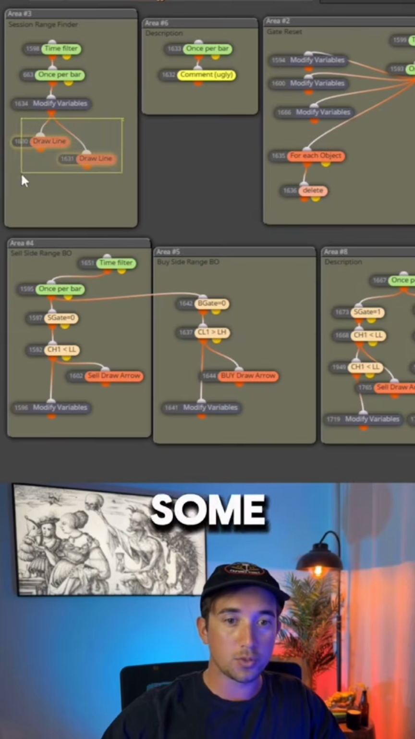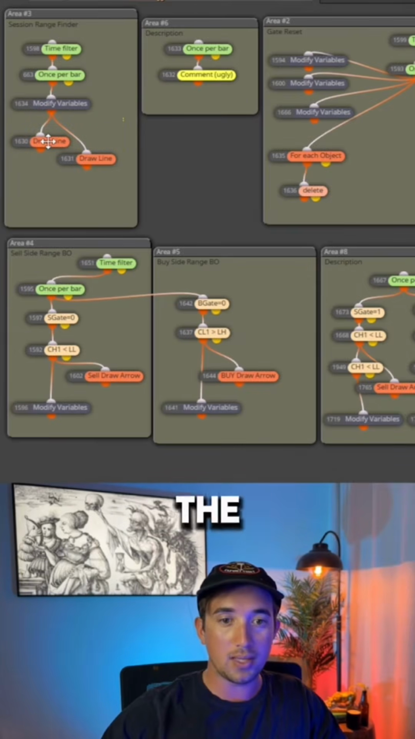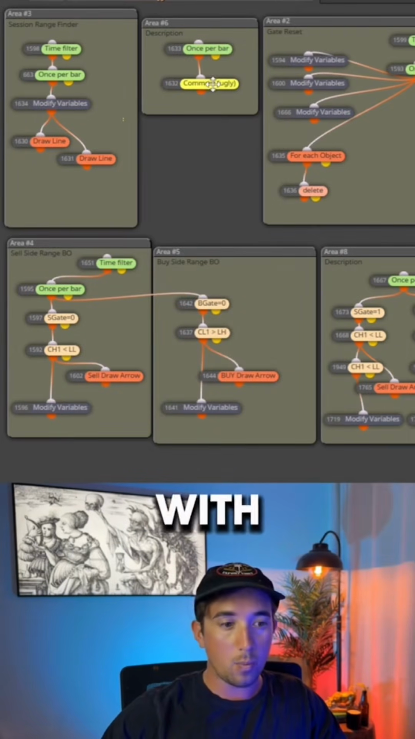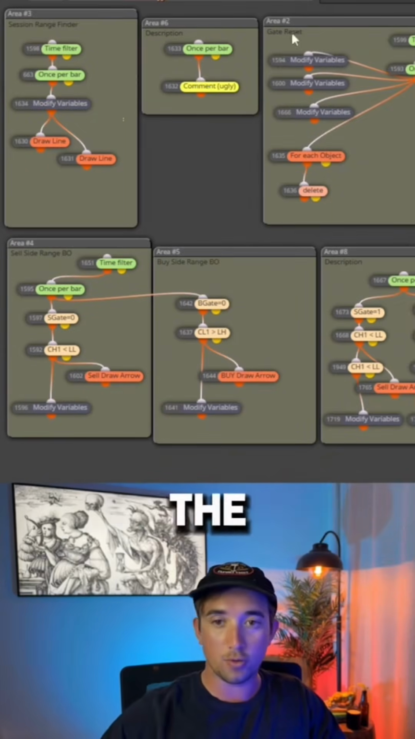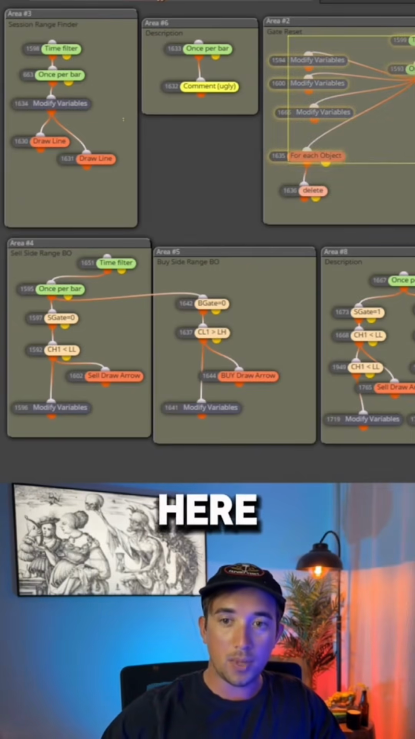I also draw some lines on the charts showing where the highs and the lows are marked. I also have the high and low marked on the chart with a comment here, which just gives a better representation on the chart. And I reset here a bunch of gates.